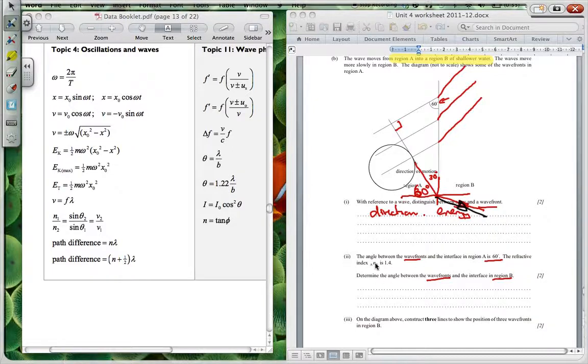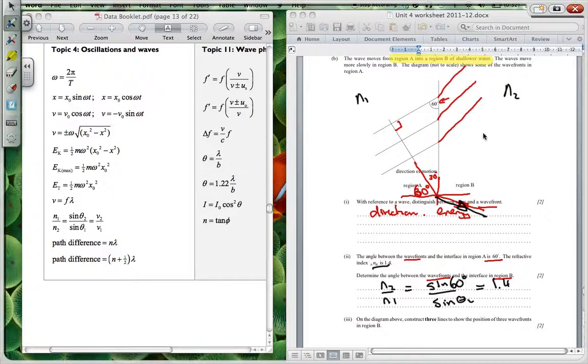Looking at this, we are going from N2 to N1. If we view this as N1, N2, because it's going slower, N2 will be greater, and it will equal 1.4. This is going to be the sine of theta 1 over the sine of theta 2. So basically that's equal to 1.4. The sine of theta 1 over here is going to be 60 degrees.